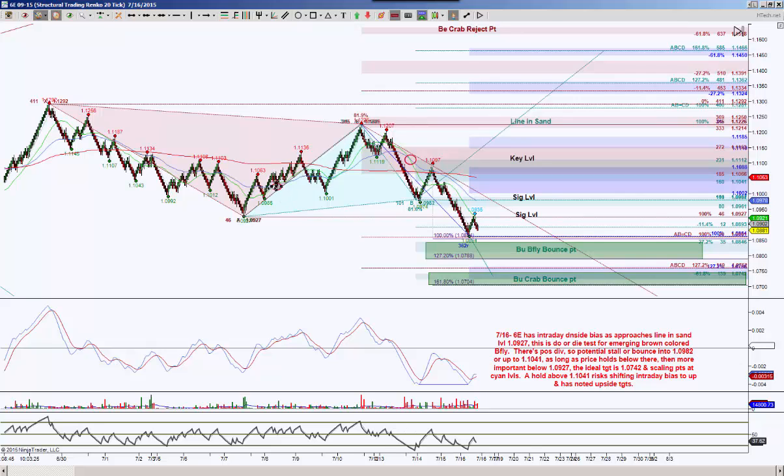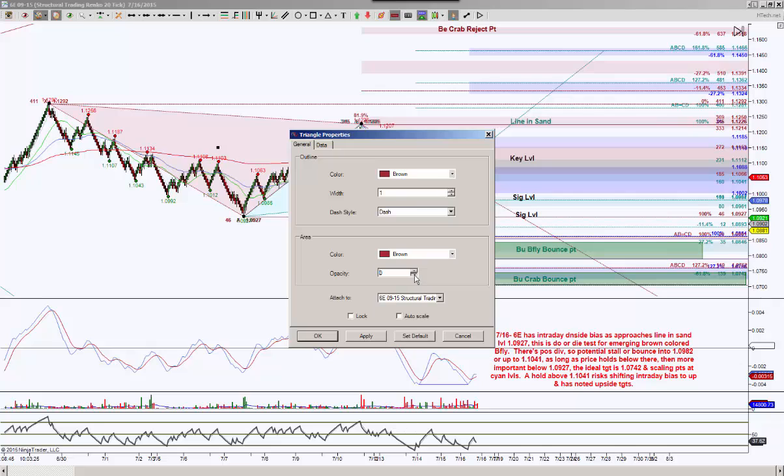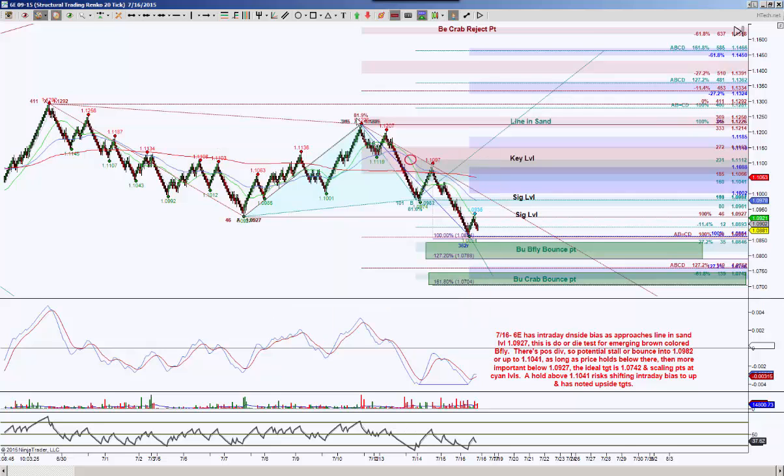This is an intraday perspective, and coming into today, there was already a downside bias, and it was approaching what was a line in the sand for this brown emerging pattern, right? That number was 1.0927. Well, we took that out today. So I'm just gonna remove the color of the triangle because I still like the idea of keeping these ABCD targets to the downside.